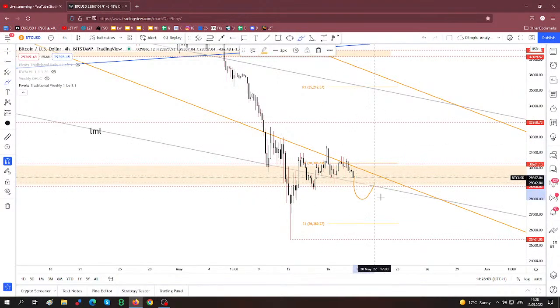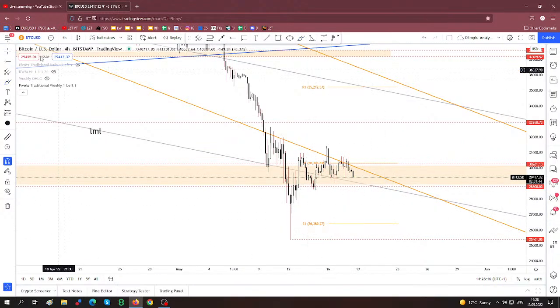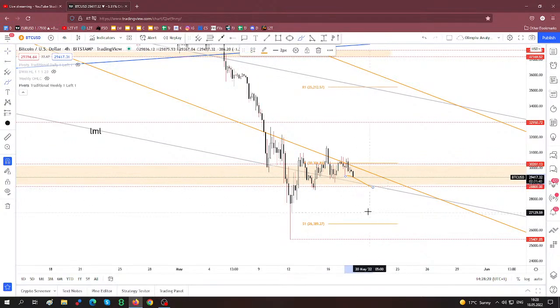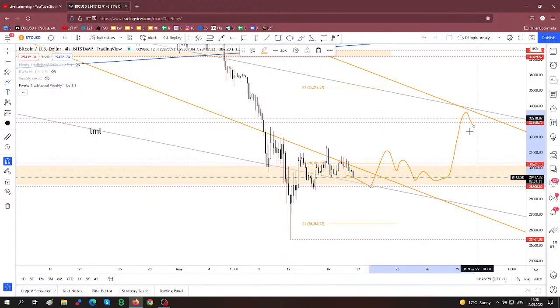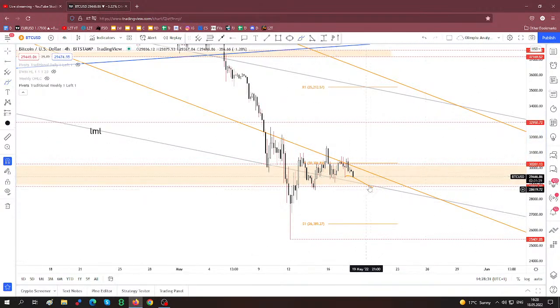If it comes back here below 28,800, below the lower medium line, it could activate a deeper drop, a sell-off again on Bitcoin. This is my opinion. And only staying here above the lower medium line, above 28,800, could signal potential sideways movement or potential growth. But right now the pressure is still high.